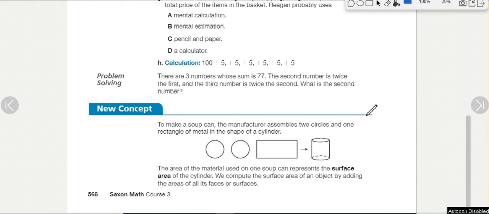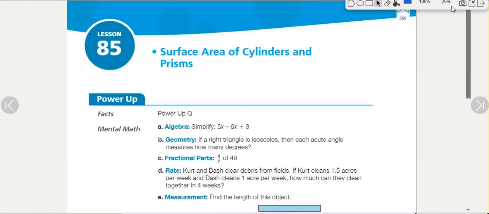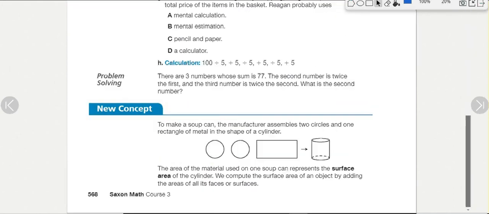Course 3, today we are finding the surface area of cylinders and prisms, so sort of strange shapes that you may think are very challenging to figure out square footage or whatever around the outside, but it's not as terrible, and it actually does make sense if you really think about it.